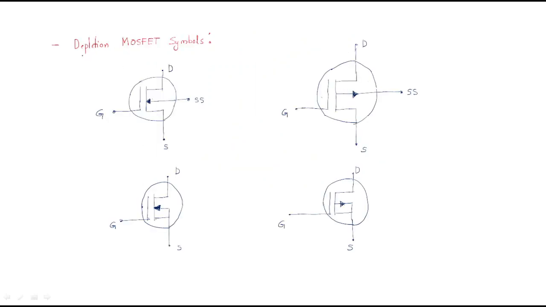So the next topic is depletion MOSFET symbols. We discussed depletion type MOSFETs, and now how to represent them in the form of symbols. Drawing the MOSFET every time is difficult, that's why any device is represented by symbols like this. Look here, we can divide into two types. One is n channel. These two are n channel depletion type MOSFETs. These two are p channel depletion type MOSFETs.